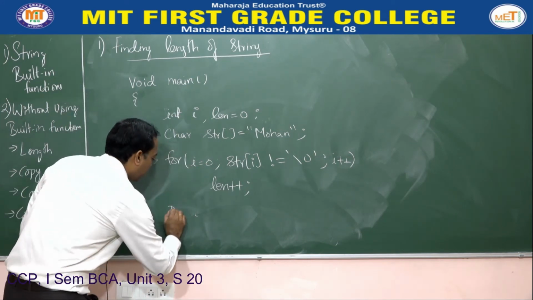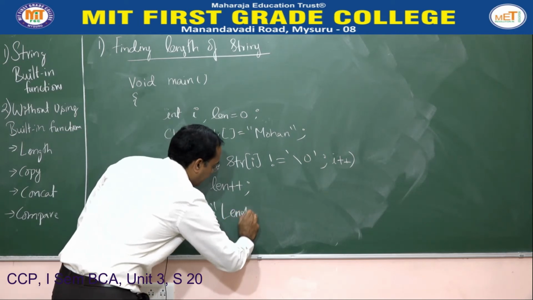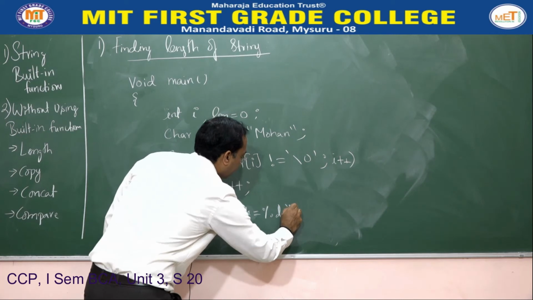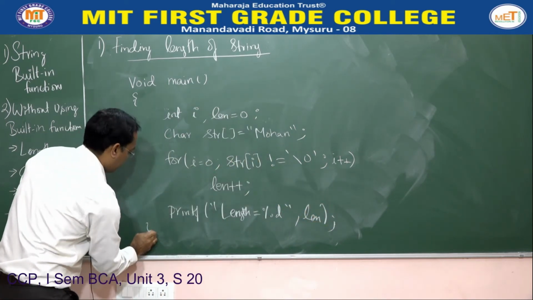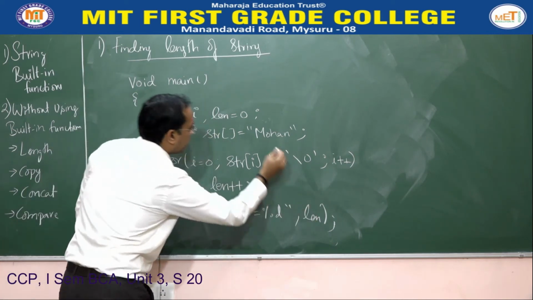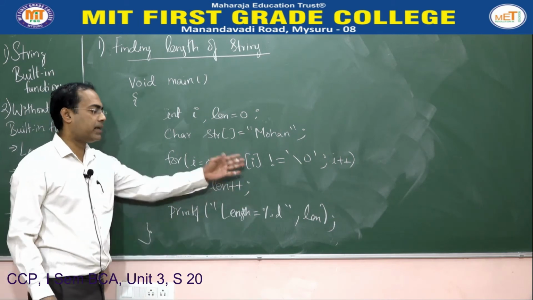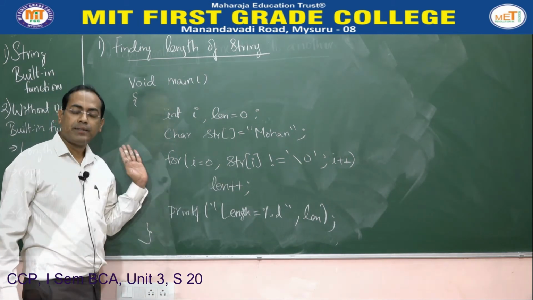So now printf length is equal to %d, len. Now in this case output will be 5. Hope you have understood. It's very, very simple.